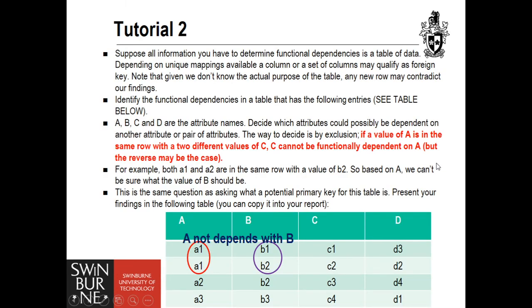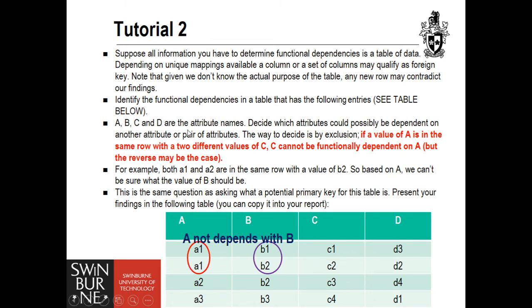Okay, tutorial tool, I give the example. Suppose all the information you have to determine functional dependency is a table of data. Depending on unique mapping available, a column or a set of columns may qualify as a foreign key. Note that given we don't know the actual purpose of the table, any new row may contradict our findings. Identify the functional dependency in a table that has the following entry. See the table below. So this table, what I mean, this one.